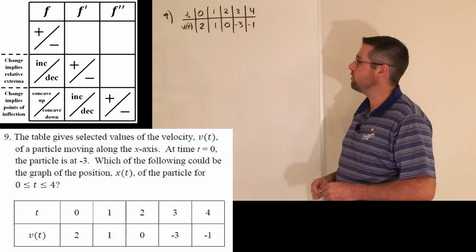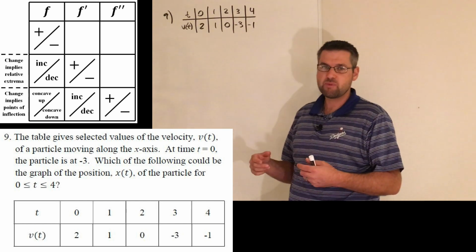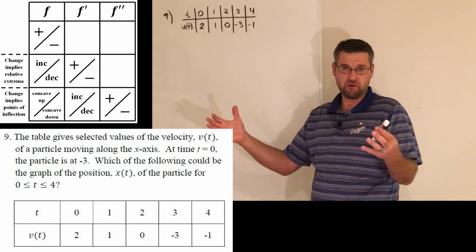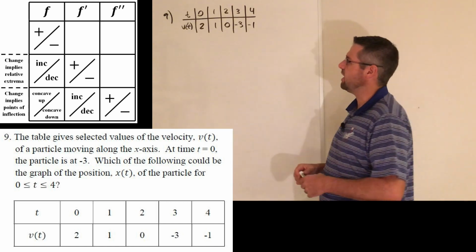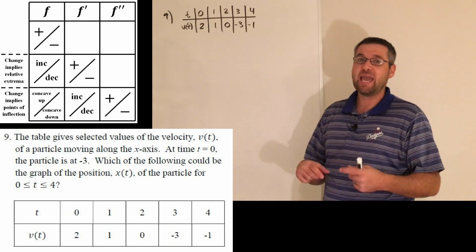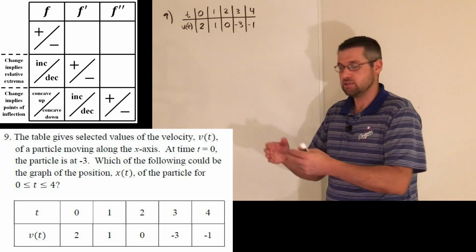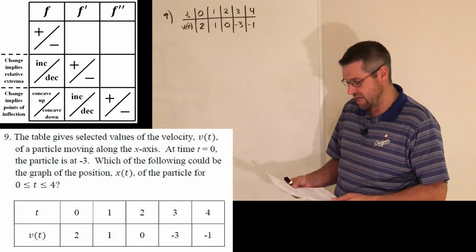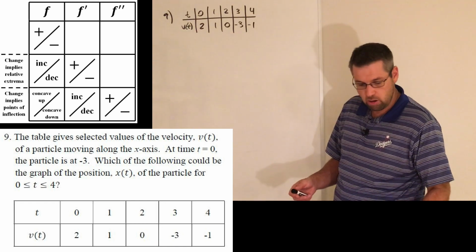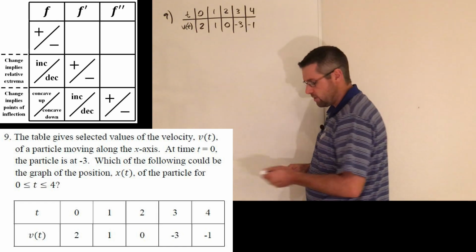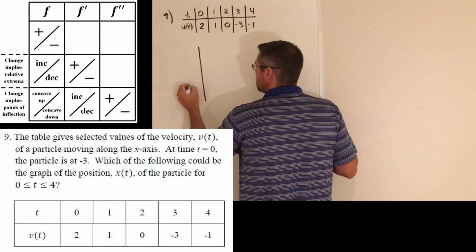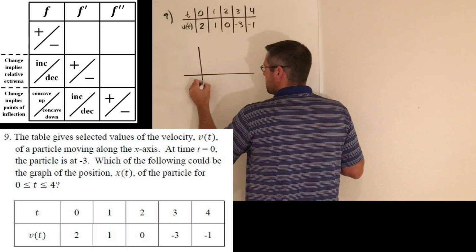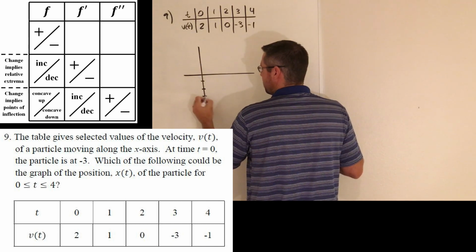If you remember back, though, the antiderivative of a function is a general function. We have that plus c in there at the end. So we would say an antiderivative of velocity is so-and-so. And so it gives us a little bit more information. It says that at time t equals 0, the particle is at negative 3. So it actually gives us a position at t equals 0. So when t equals 0, the particle is at negative 3.